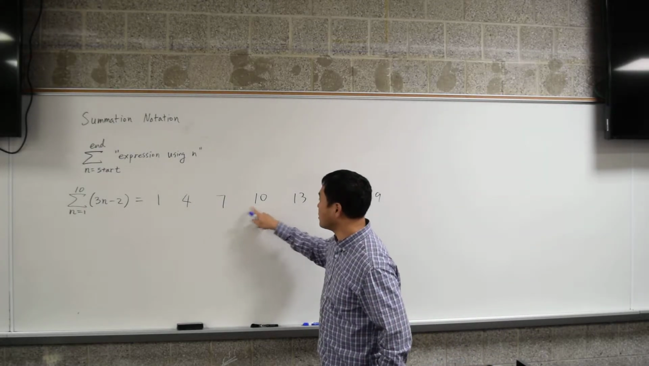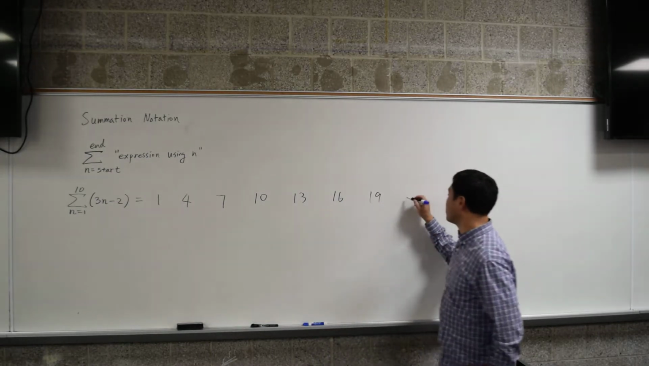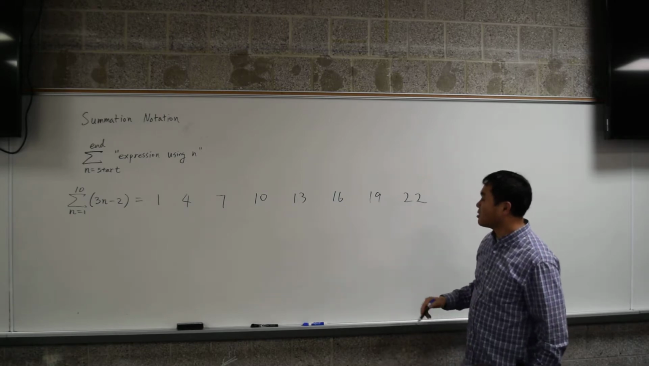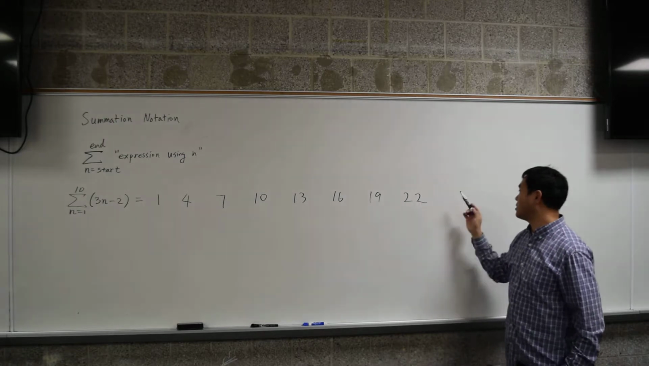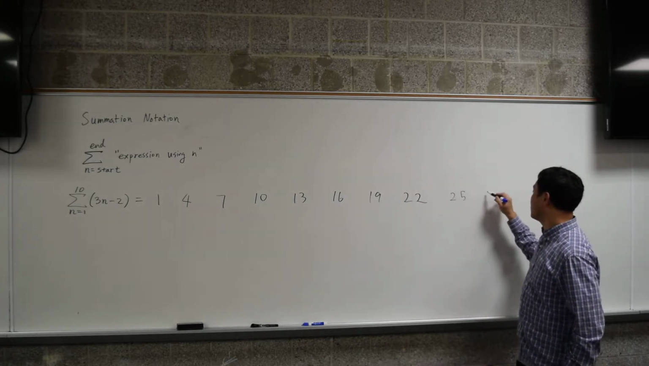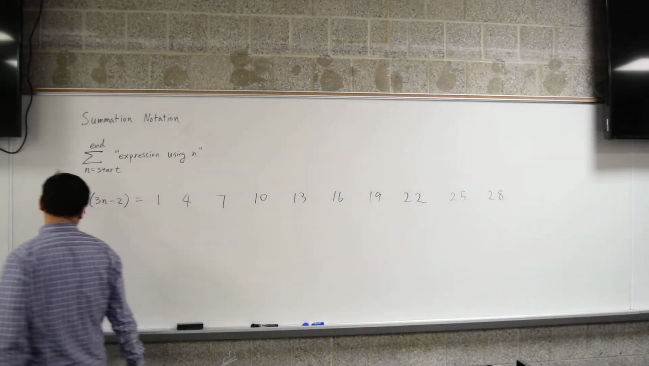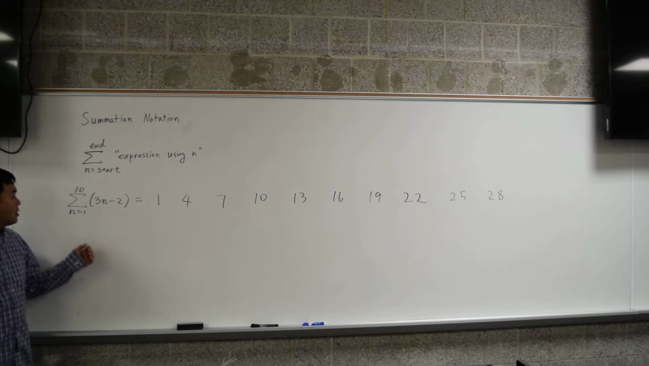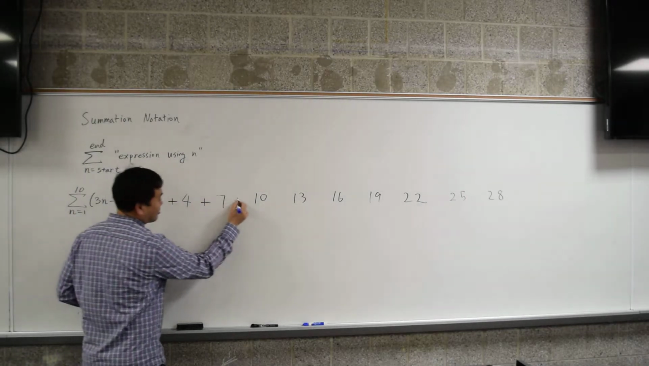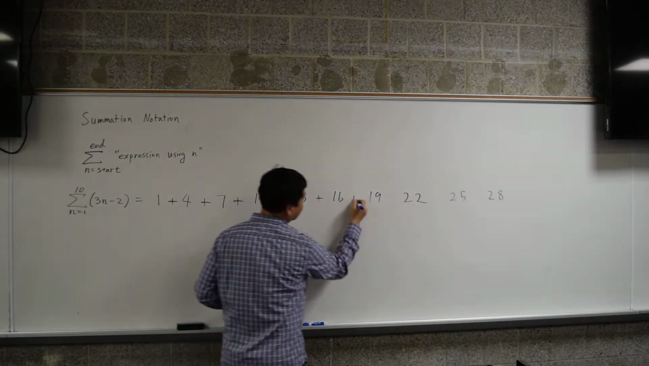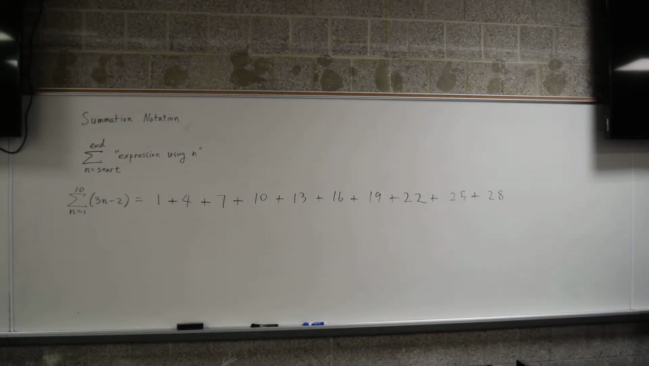Right, three apart. Okay. All right, so you get 22. Well, how many am I supposed to do? I get 1, 2, 3, 4, 5, 6, 7, 8, 9, 10. So it's 25, 28. Okay. So these are the numbers that get created by this shorthand, and because this sigma means sum, I have to add. So that's what it means.